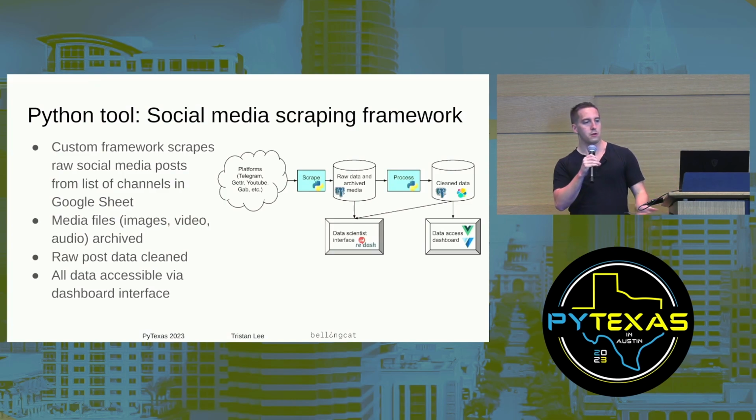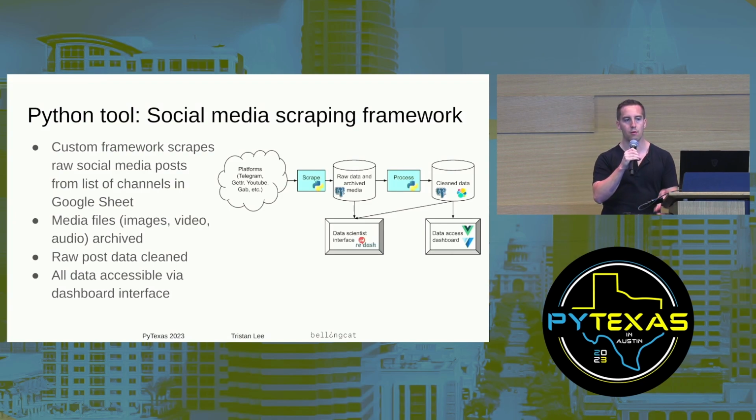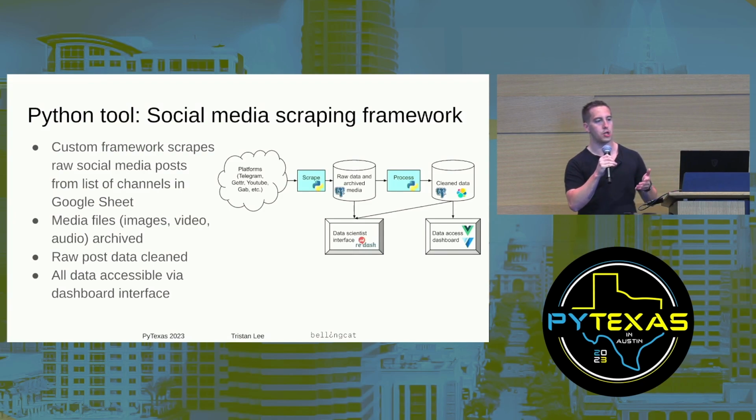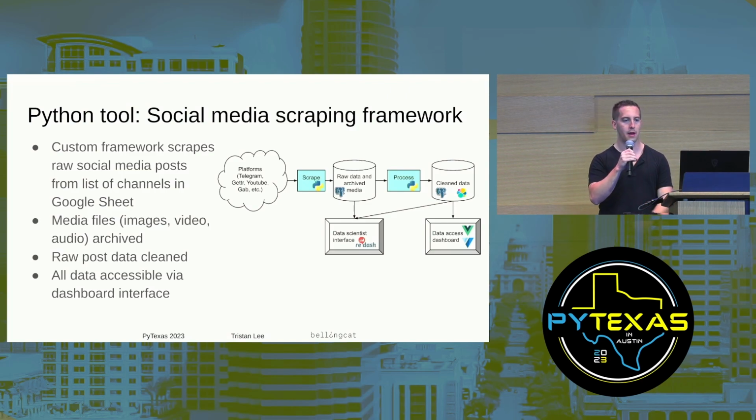Similar to the auto-archiver, researchers can paste the URL of a channel into a Google Sheet, and then the framework scrapes the raw social media posts in near real time. And in addition to scraping, we're archiving media files attached to posts, which along with images and video can include things like audio and PDF documents. The scraping, archiving, and processing pipelines are constantly running, so even if a channel quickly deletes a post, there's a decent chance we'll still get it. The raw post is then cleaned and processed into a standard format across platforms, which makes it searchable through a front-end dashboard we created in JavaScript.